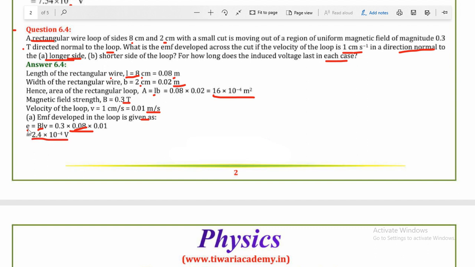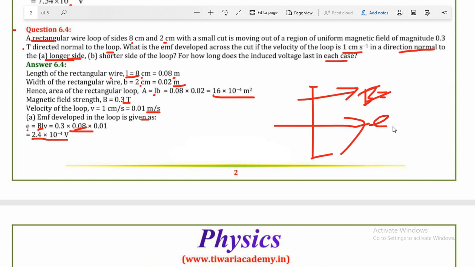Students, we have already derived this formula, so we are here continuously using this formula for when a conducting rod moves in a magnetic field. The EMF induced at the ends of the rod is given by E = BLV, where B is magnetic field, L is length, and V is velocity.